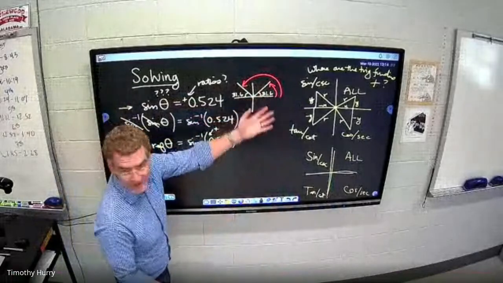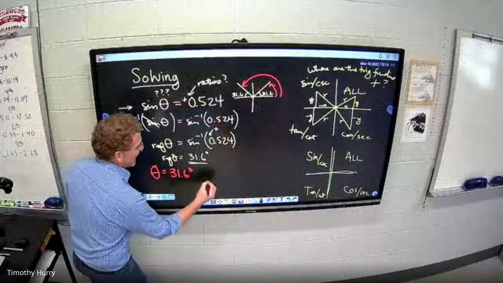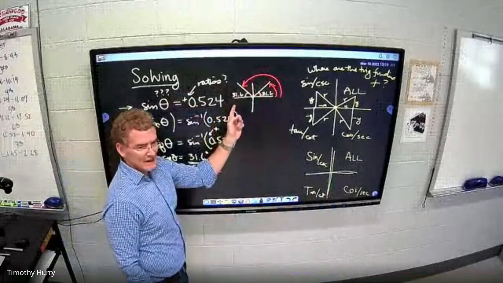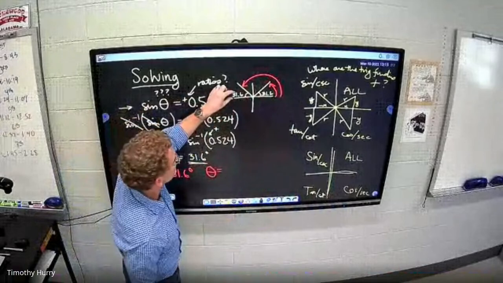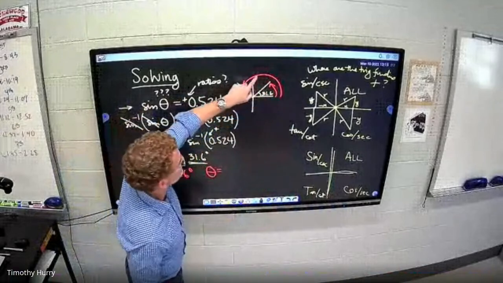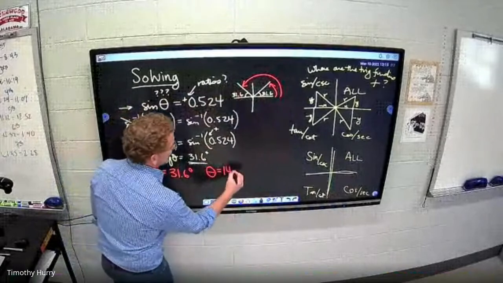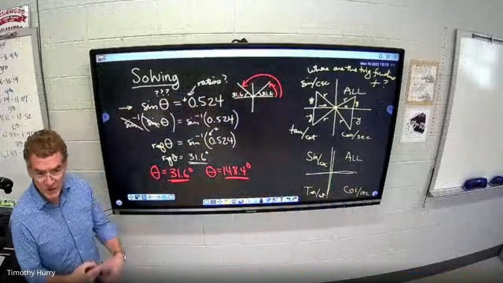Well, the first one is the angle, right? 31.6. We're going to do this a bunch. You'll see it. And then what's the other one? 180 minus that 31.6. Does that make sense? Because if that part's 31, and I always measure angles from 0, that would be 180 minus 31, so 148.4. We're going to do this a couple times so you see.